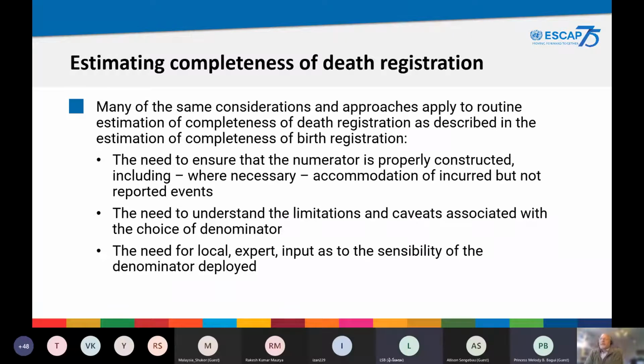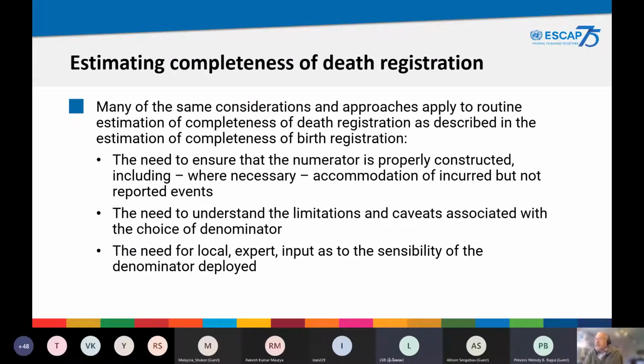So when we're talking about estimating completeness of death registration, many of the same considerations and approaches apply as we've already described for the estimation of completeness of birth registration. We need to still ensure that the numerator is properly constructed, exactly the same way as we did for birth registration, so that if there are significant delayed registrations of deaths, those are accounted for, using an incurred but not reported type framework, with both zero and ultimate levels of completeness estimates.